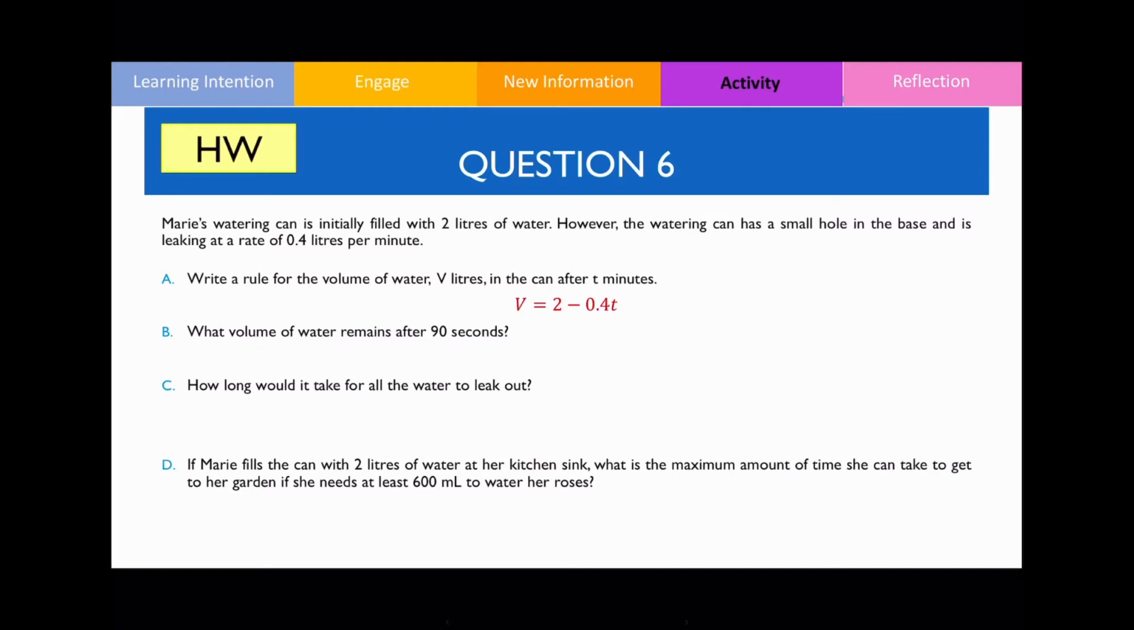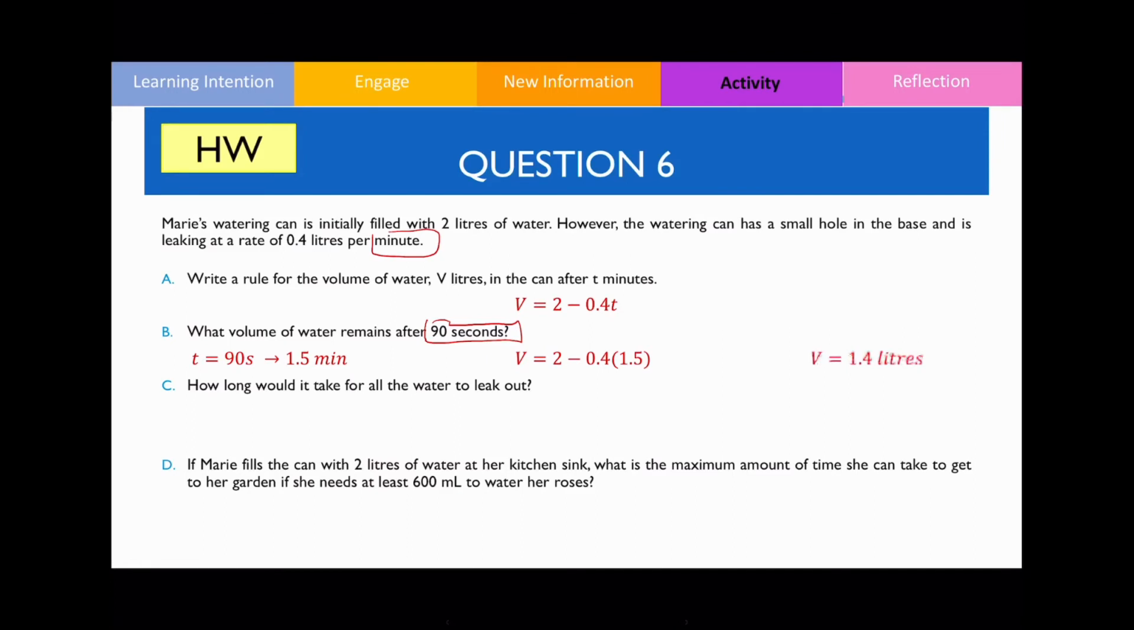Now, for part B, what volume of water remains after 90 seconds? The reason why I said it's a bit different because notice that they've given units in a different measurement because they've given you seconds here, but they give you minutes over here. So therefore, you have to convert this into minutes first. So therefore, I've converted 90 seconds to 1.5 by dividing by 60. And what we'll do now is we're going to substitute that into our equation to solve for V. Hence, you're going to get an answer of 1.4 liters.